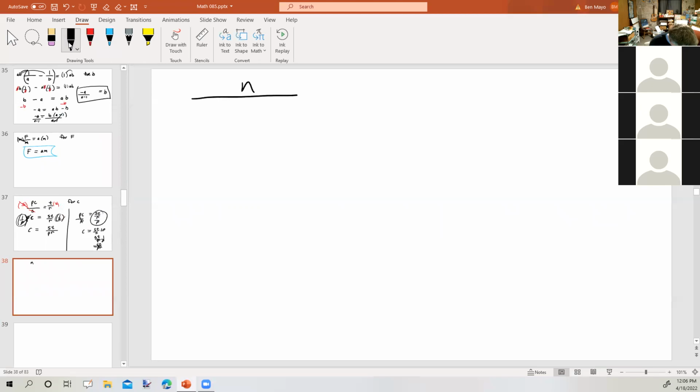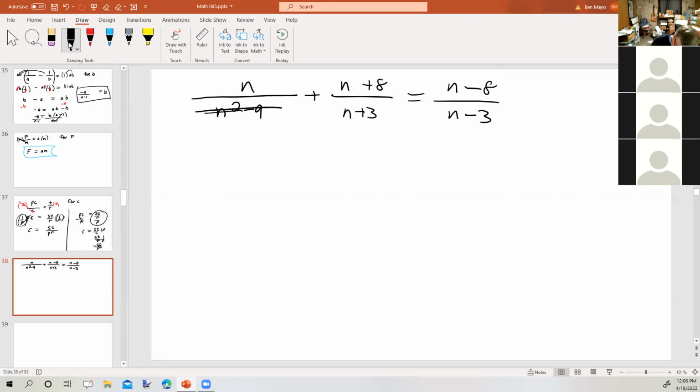N divided by n squared minus 9 plus n plus 8 over n plus 3 equals n minus 8 over n minus 3. Well, if we factor that first denominator, the difference of 2 squares, we get that. So now the LCD is going to be what? N plus 3 times n minus 3.